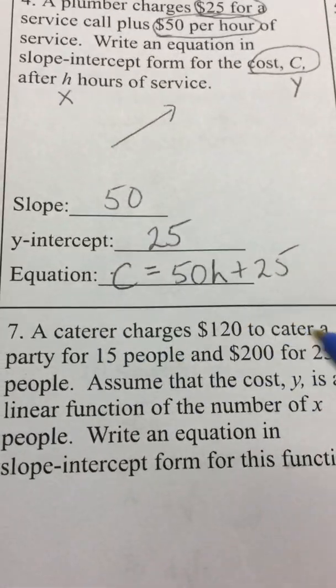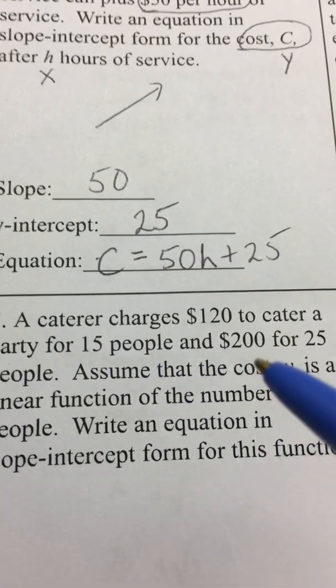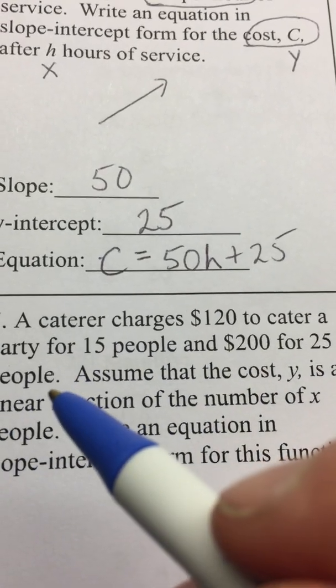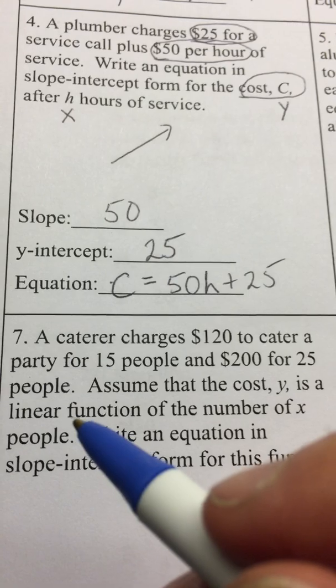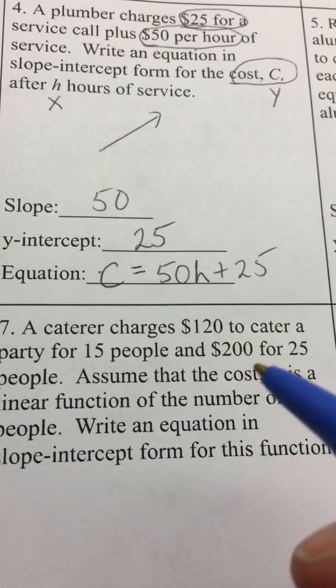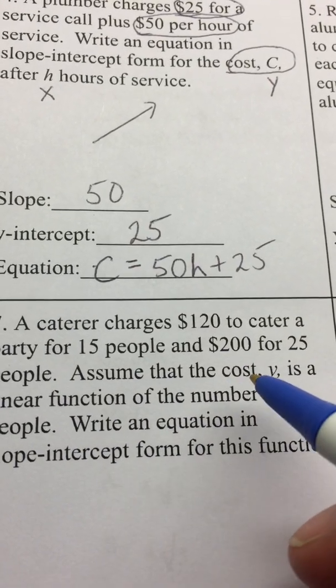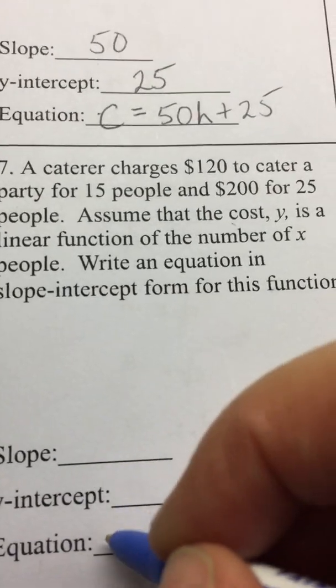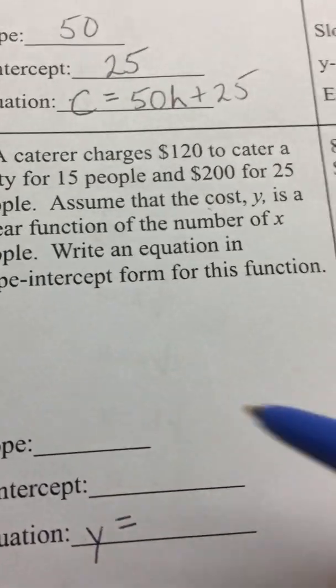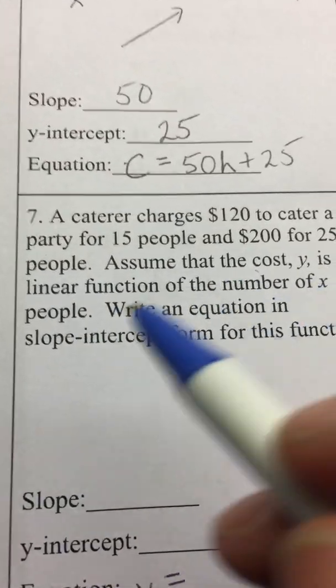A caterer charges $120 to cater a party for 15 people and $200 for 25 people. Assume the cost y is a linear function of the number of people x. So y is my total again. We're looking for the total cost. So it's still going to be y equals, and I'm going to have x for the number of people.